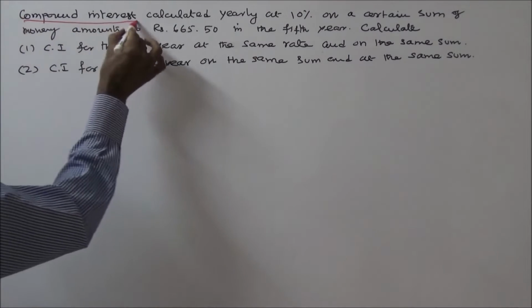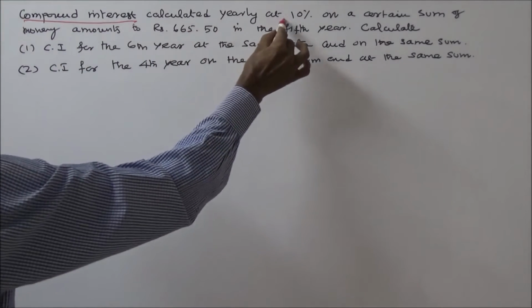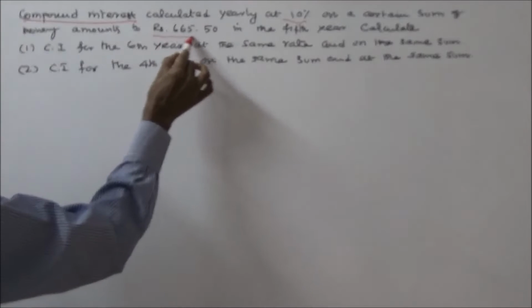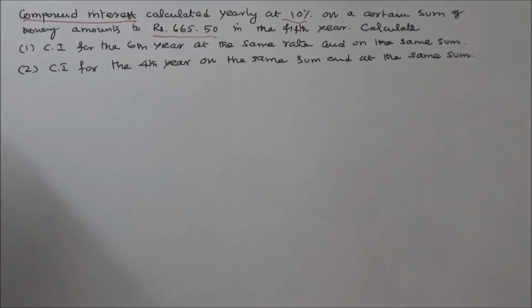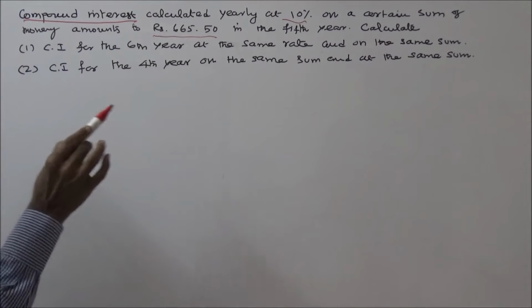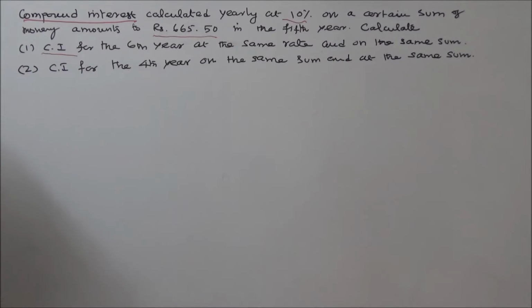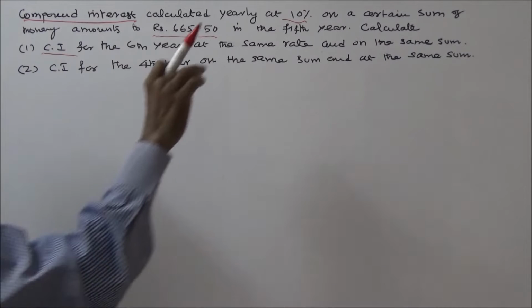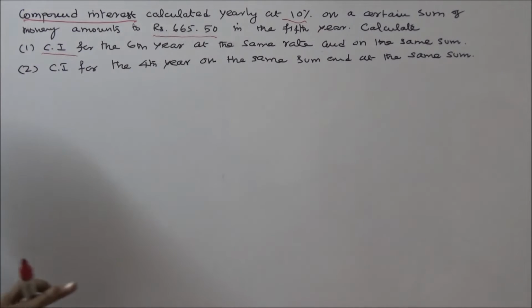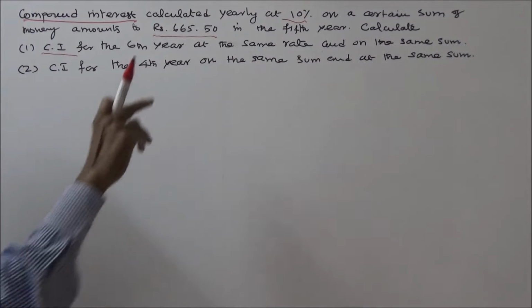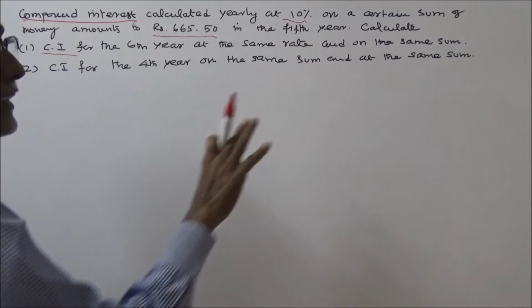Compound interest calculated yearly at 10% on a certain sum of money amounts to rupees 665.50 in the 5th year. The first question is: calculate the compound interest for the 6th year at the same rate and on the same sum. The second question is: find the compound interest for the 4th year on the same sum at the same rate.